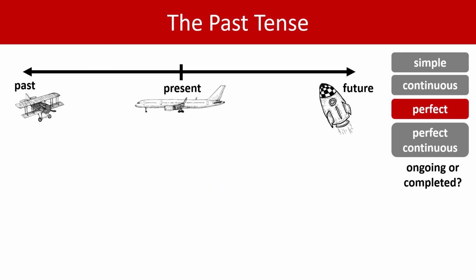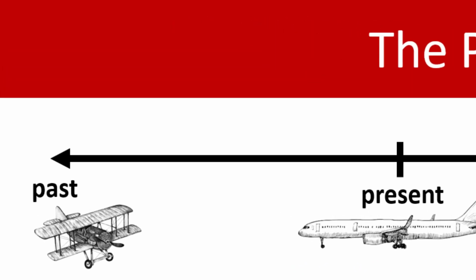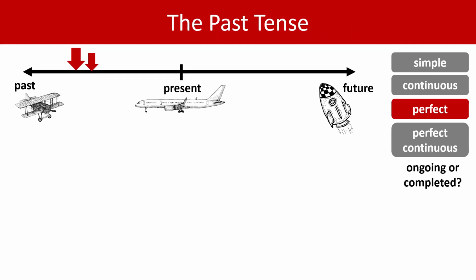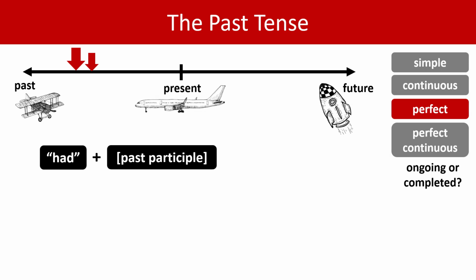Okay, let's move on to the perfect aspect. Look at the timeline. We have an activity that started in the past and finished in the past that was then followed by another activity. To describe this situation, use had plus the past participle. Now, forming the past participle is difficult in English.